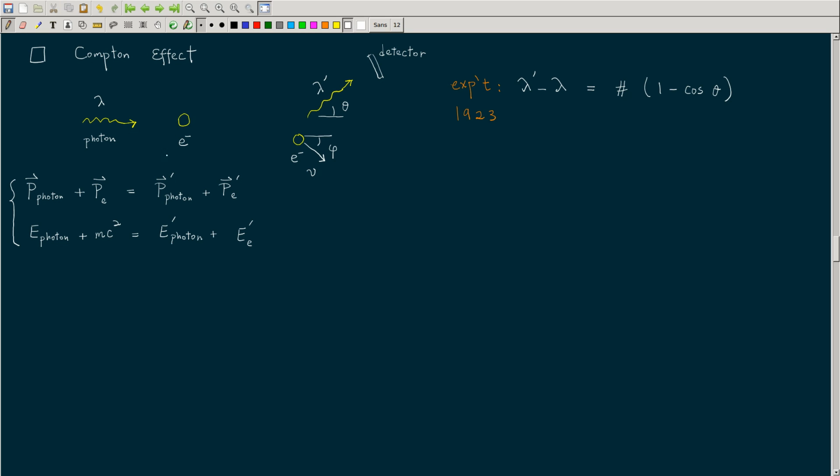He was trying to explain this, so he wrote these two equations, the conservation of momentum and energy. He actually proved that this is true, and this factor here is h, the Planck constant, over the mass of the electron times the velocity of light, h over mc. So h over mc is called the Compton wavelength.